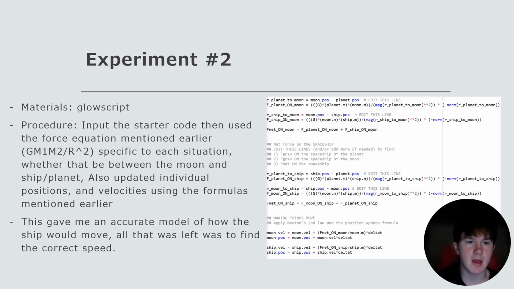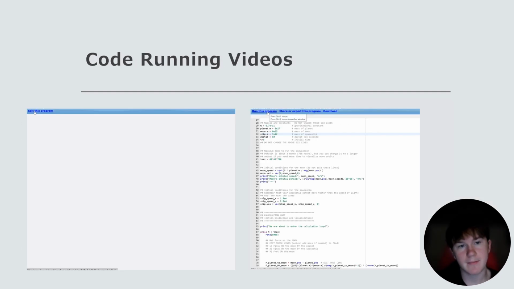This is the second experiment. Again, the materials are just GlowScript. And this one, we primarily used the force equation I mentioned earlier, G M1 M2 over r squared, in each specific situation to find the force, depending on what we were trying to find the force of. And then we added those forces to find F net, and we used the position and velocity update formulas to simulate the motion of a ship.